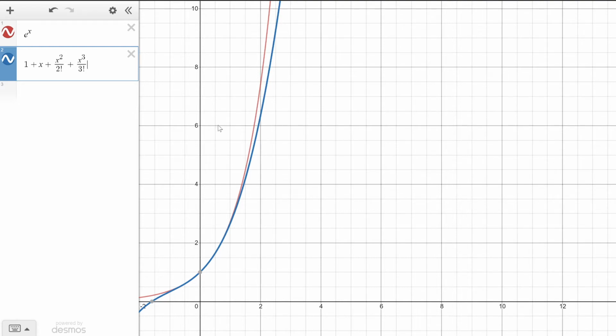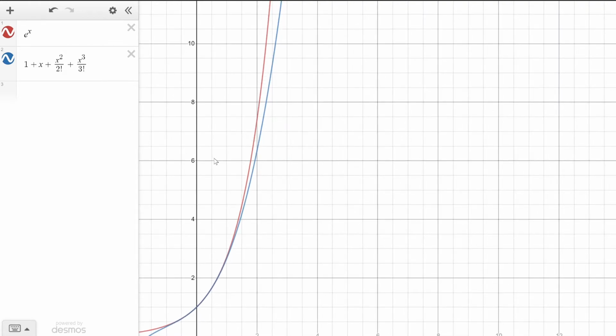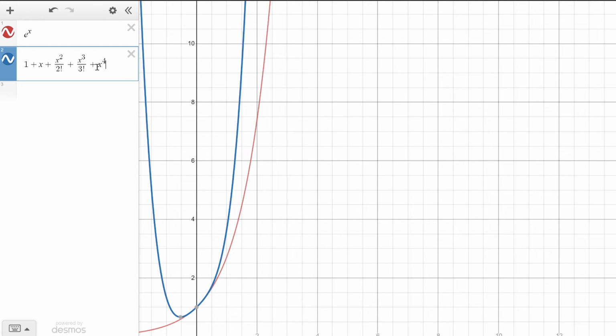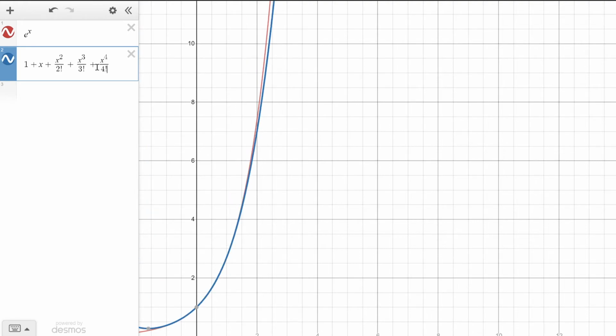If we move up higher, we can see how this starts to deviate more and more and more. So let's add the fourth term, or what would be the fifth term, or the x to the fourth term. See how closer we get? How much closer we get? And the same thing happens as we add more and more terms. So we can really see how that series approximation is good. The series expansion is good at approximating that particular function.